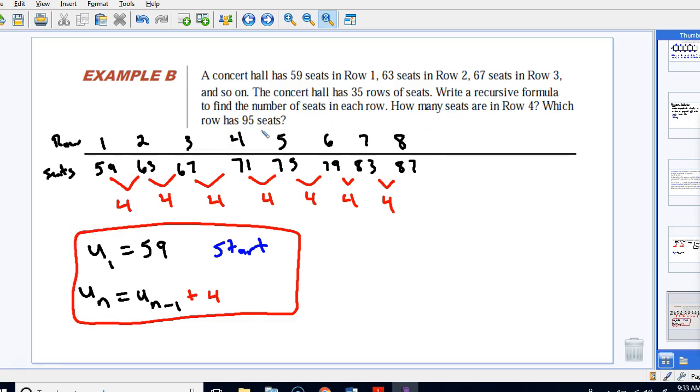After that, could we figure out how many seats are in row 4? Well, we know that one: 75. And can you figure out which row has 95 seats? I'll give you a second to figure that out right now.